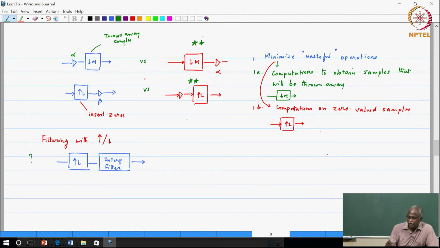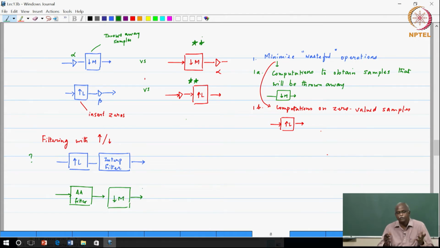The second case that we looked at was when I want to do downsampling. In that case, we said precede it with an anti-aliasing filter, followed by the downsampling. So, the simplest operations that you would combine with the upsampler and downsampler are the corresponding filters. Of course, there is a lot more that we will study, but at the foundational level, these are the two operations.